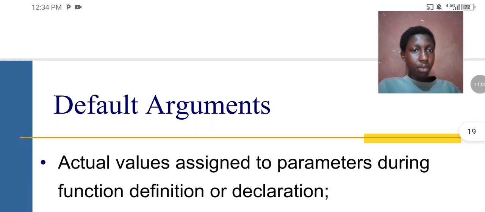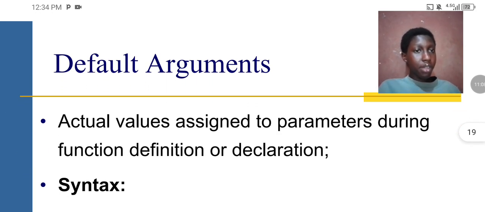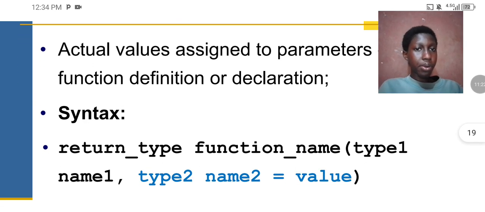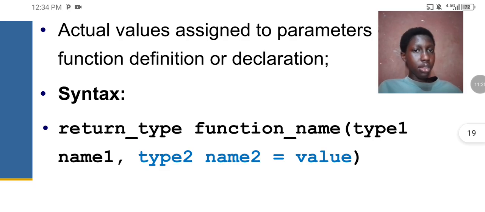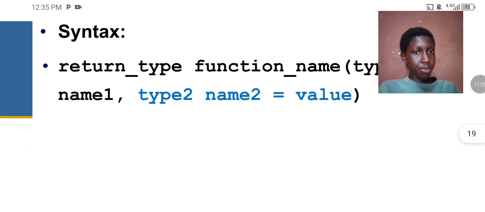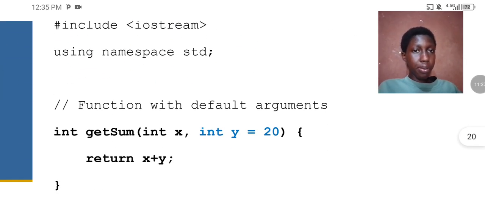For the default arguments, they are the values assigned to the parameters during function definition or declaration, as I said earlier. So these arguments are assigned to the values, to the parameters. So we can say the return type, the function name, then the first parameter, its type and its name, then the second parameter you can assign a value to it. A basic C++ program of the default argument.